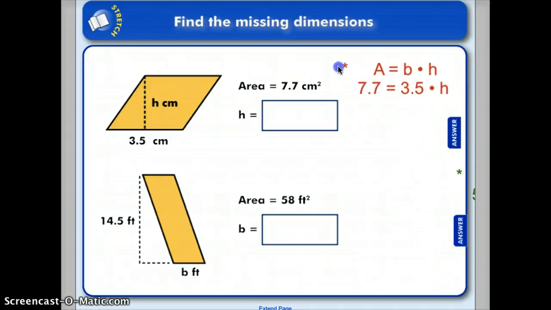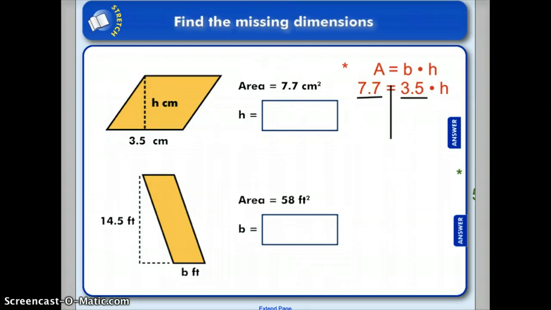so you can think about it this way. So this is our formula. You can plug in the numbers that you know go with each variable. So area is 7.7. We know the base right here is 3.5, but we don't know the height. Now you know how to solve equations, so you can just think about this. Remember, the inverse operation of multiplying is dividing. So you're going to not multiply by 3.5, but you're going to divide.